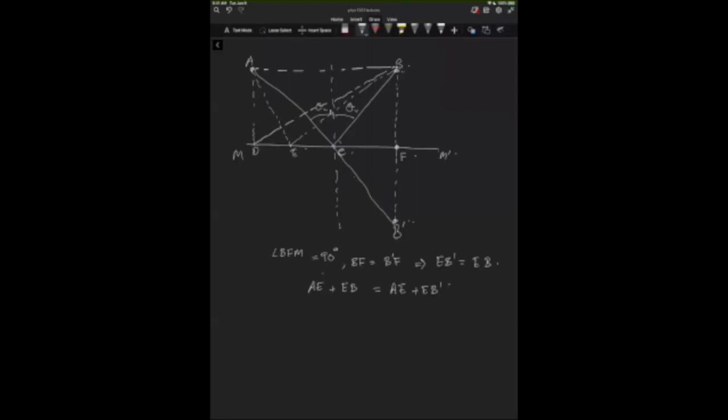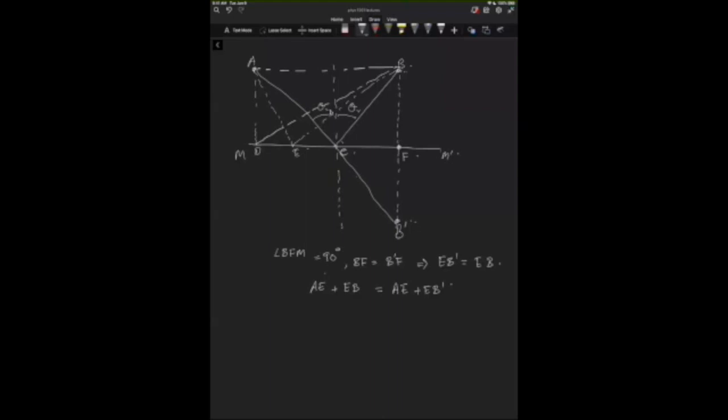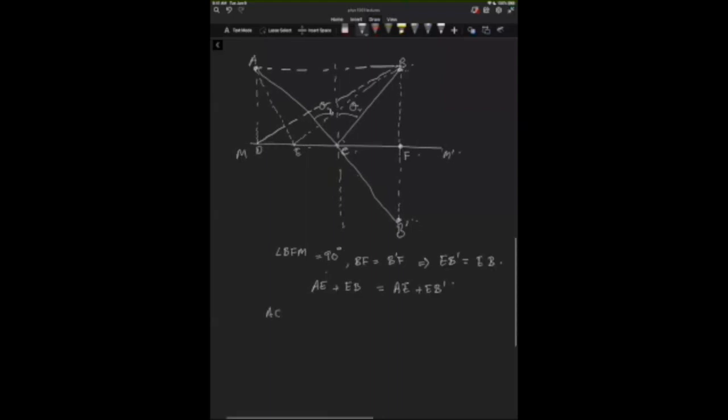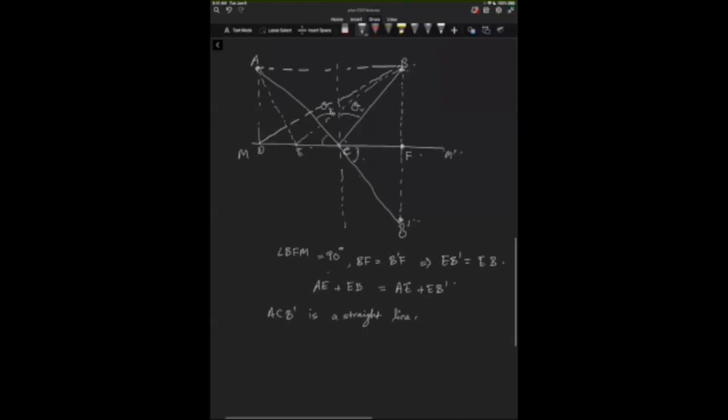So this is again fairly straightforward because A, C, B prime is a straight line. I know it doesn't look very straight, but it is a straight line, right? We can draw a straight line. So that means the angle B prime CF, which is this angle, and ACM, which is this angle, must be the same. When two lines, that is the line ACB and MM prime, meet at the point C, then the opposite angles are equal.